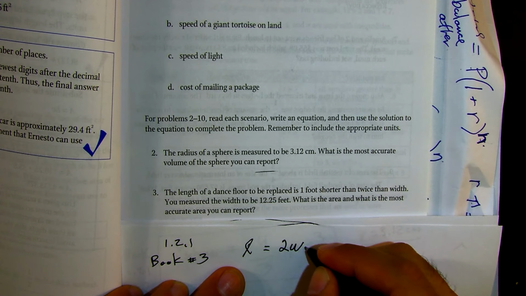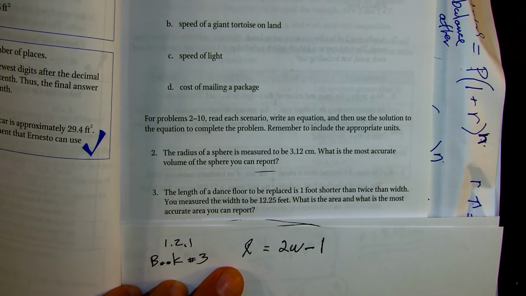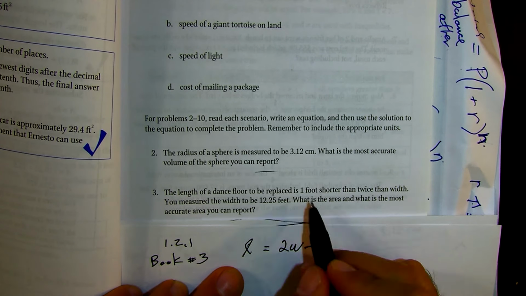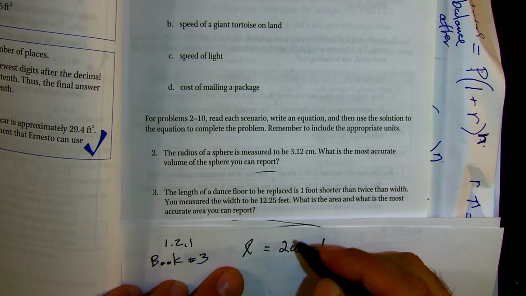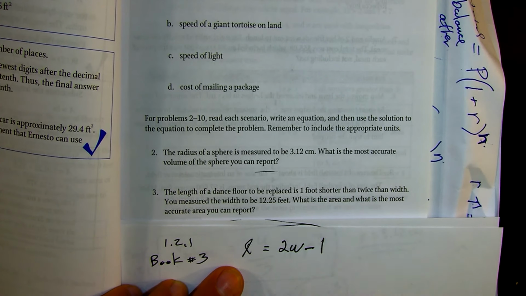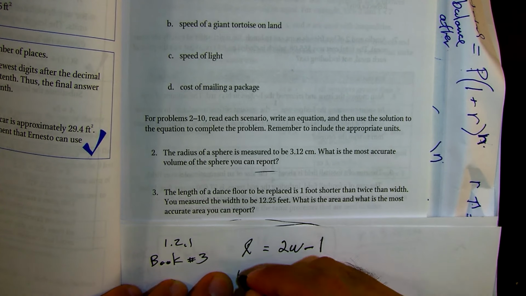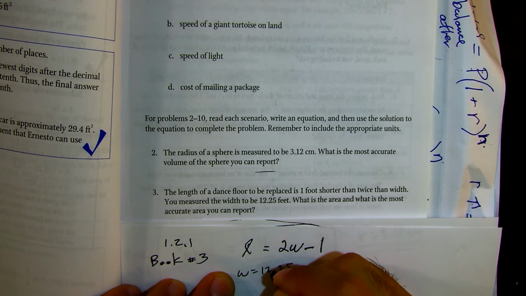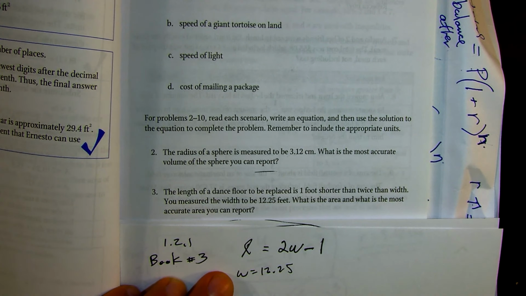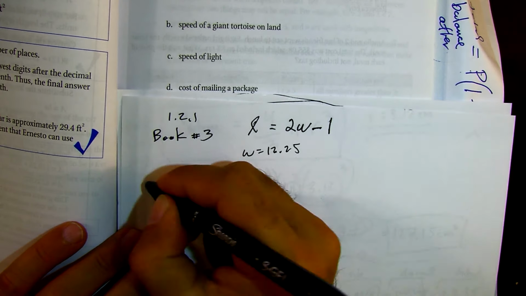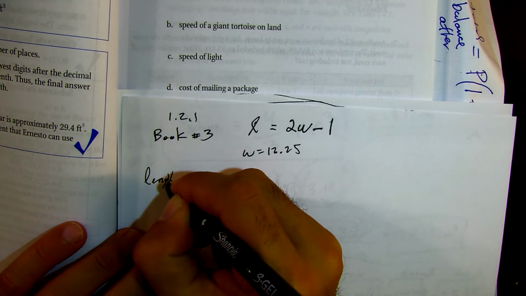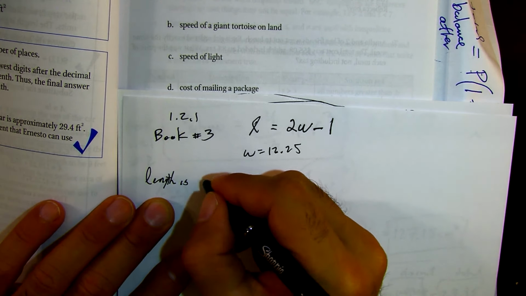So this is a slightly easier problem than the last ones we've been doing, because essentially we were told that the length is 2W minus 1. This is hard to express as bullet points, and I'm sorry about that for this problem. But with this, we know that the length is 1 less than 2 times the width. I know what the width is, so now I can just plug that in. 2 times 12.25 is 24.5, minus 1. So we know that the length is 23.5.